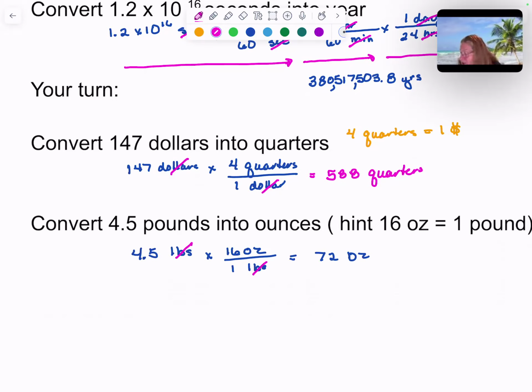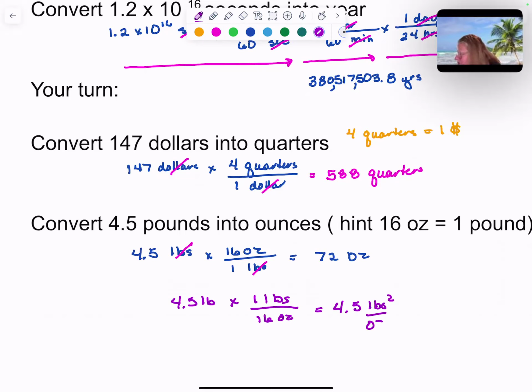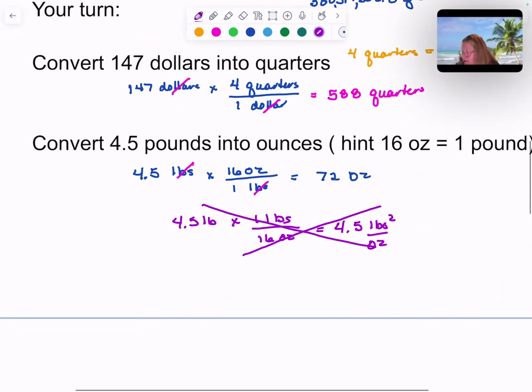If you hadn't cross-canceled units, we're going to show you a mistake here. So we're going to do that in a different color. If we had done 4.5 pounds, and we said for every 1 pound, there was 16 ounces, well, that would have given us, no, I made a mistake. 4.5 pounds squared per ounce. Do you see how the units didn't cancel each other out? So don't do that. Always make sure that your units will cross cancel.